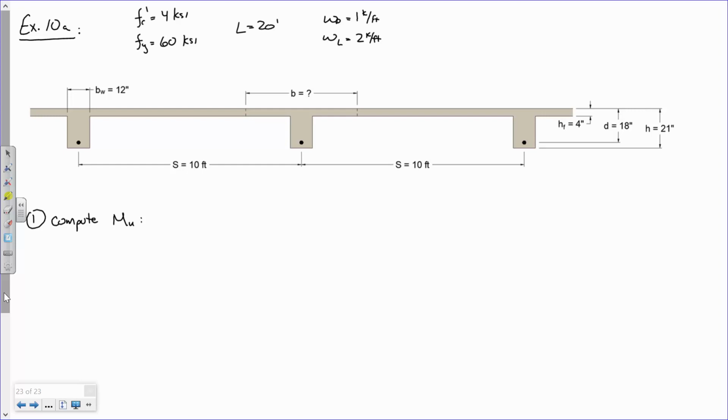Now, we're going to calculate B, but I'm going to show you something here in a second about how B actually isn't quite the answer. But we need to compute B anyway, so let's just go ahead and compute B. So, effective flange width. All right, so tell me what to write. How do we compute B?